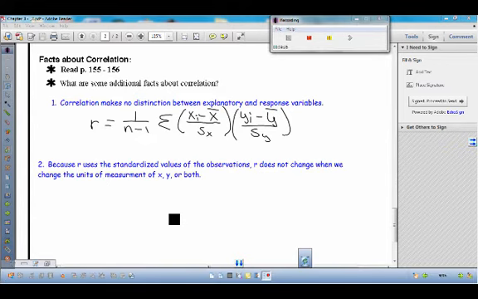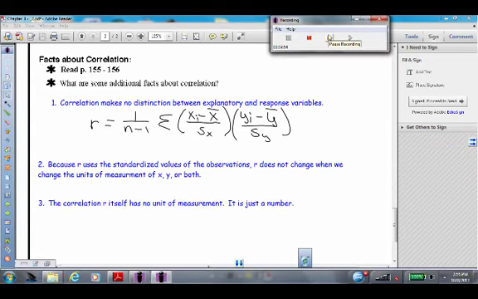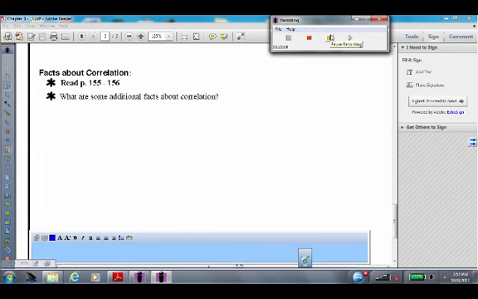Because R uses standardized values of observation, R does not change when we change the units of measurement for X, Y, or both. In other words, measuring height in centimeters rather than in inches and weight in kilograms rather than in pounds does not change the correlation between height and weight. And third, correlation R itself has no unit of measurement. It is just a number. Describing the relationship between two variables is more complex than describing the distribution of one variable.